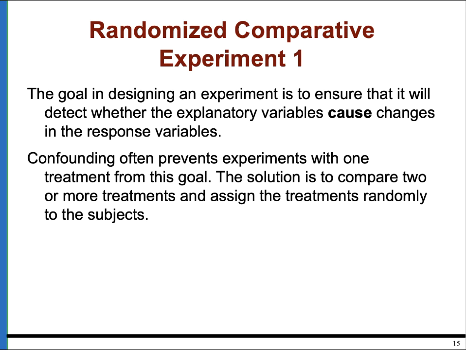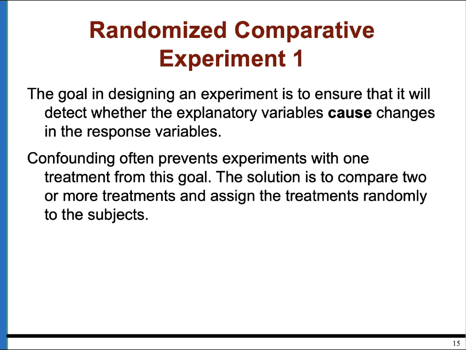One excellent design for an experiment is a randomized comparative experiment. When the goal in designing an experiment is to ensure that you can detect whether those explanatory variables actually cause changes in the response variables, then you would want to use one of these randomized comparative experiments. This confounding that we talked about can often prevent experiments with just one treatment from meeting that particular goal.